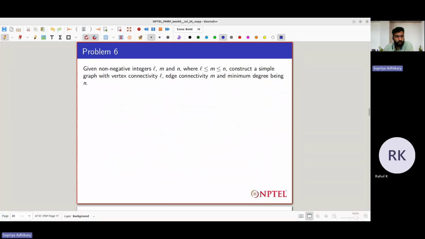Okay, so now in this problem, we are given three non-negative integers L, M, and N, where L is less than or equal to M, and M is less than or equal to N. We have to construct a simple graph with vertex connectivity L, edge connectivity M, and minimum degree N.